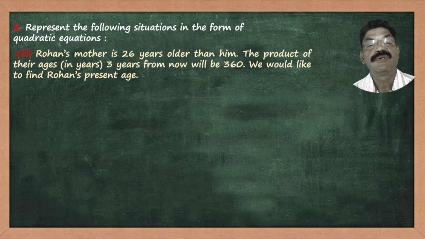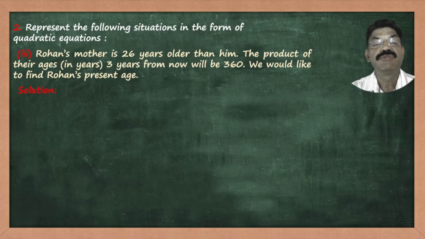Third problem, Rohan's mother is 26 years older than him. The product of their ages in years, 3 years from now, will be 360. We would like to find Rohan's present age. So remember, we are given two pieces of information. One is Rohan's mother is 26 years older than Rohan. The product of their ages after 3 years will be 360. So what is to be found? Rohan's age is to be found.